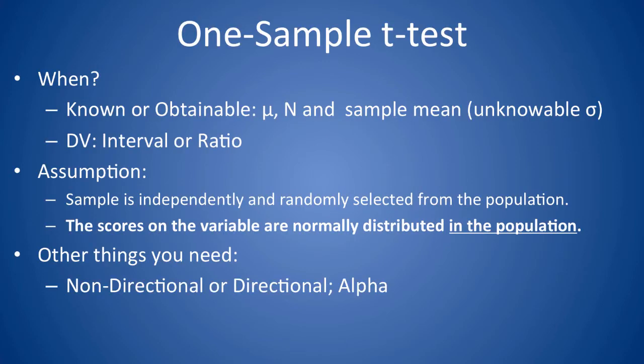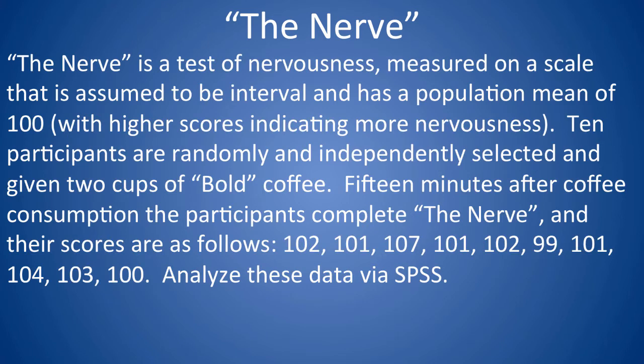I'm assuming here that you already know when to use a one-sample t, the assumptions that we're making with a one-sample t, how to make a non-directional versus a directional, that is two-tailed versus one-tailed decision, and how to set alpha. If you don't know these things, it's worth reading up on a one-sample t before proceeding through thinking how to use SPSS to generate one.